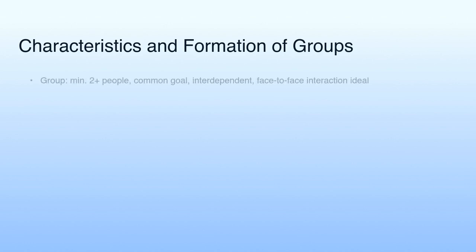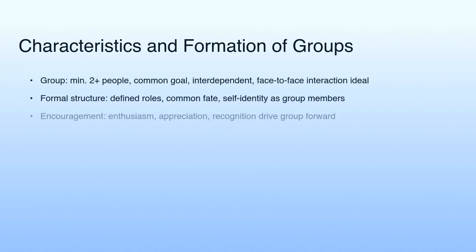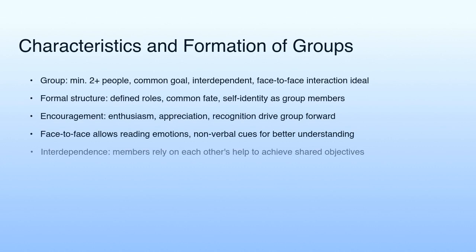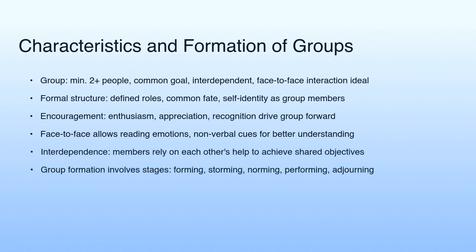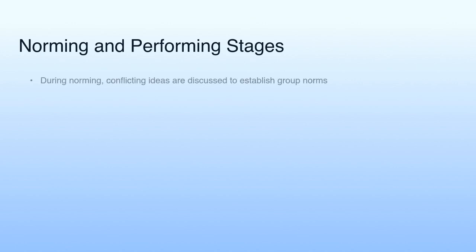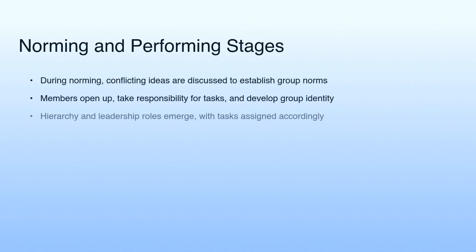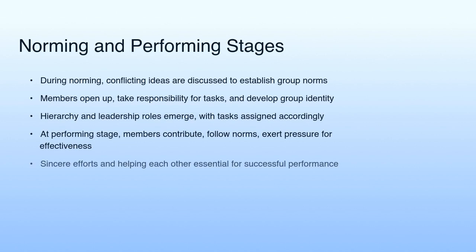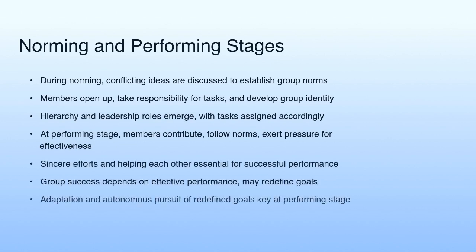For a collection to be considered a group, there must be at least two people with a common goal, interdependence, and ideally face-to-face interaction. As groups progress through the norming and performing stages, conflicting ideas are discussed, roles and norms are established, and members contribute earnestly toward achieving their objectives.